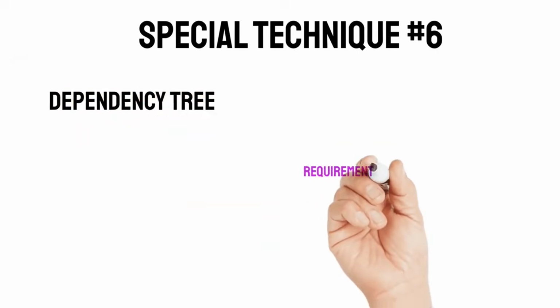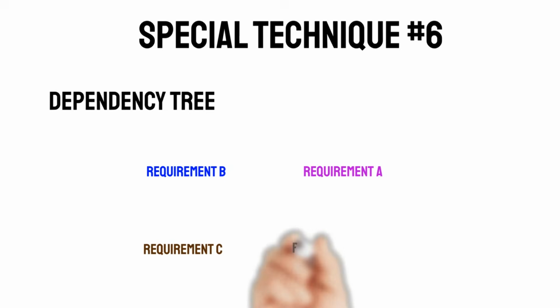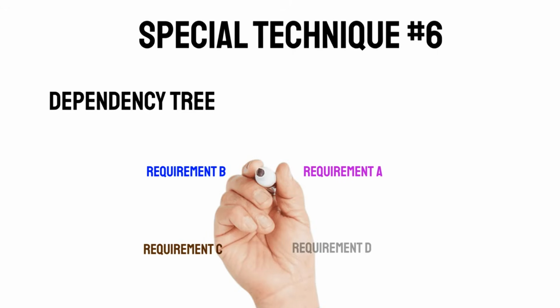The financial analysis assumed that all these requirements are independent of each other. Sometimes that is the case, and that's great. Then the financial analysis itself is enough. But now we also want to assume that requirements are dependent on each other. And for this, we need a special technique, the dependency tree or any dependency diagram.